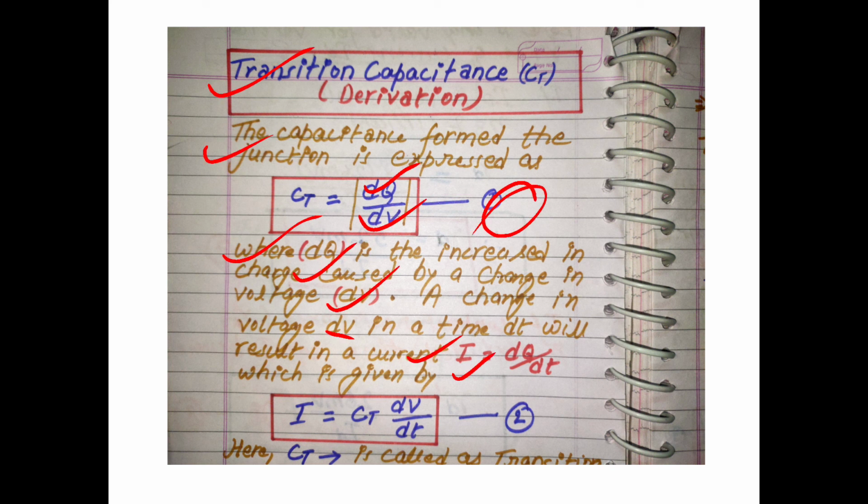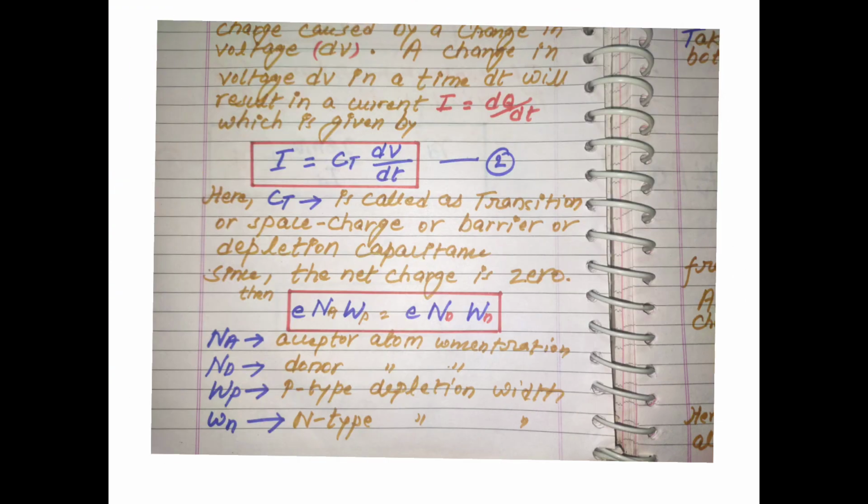If we combine these equations, equation number 1 and I equals dq upon dt, then we get a new equation for the current: I is equal to CT into dV upon dt. This is our equation number 2, where CT is called the transition or space charge or barrier depletion capacitance.